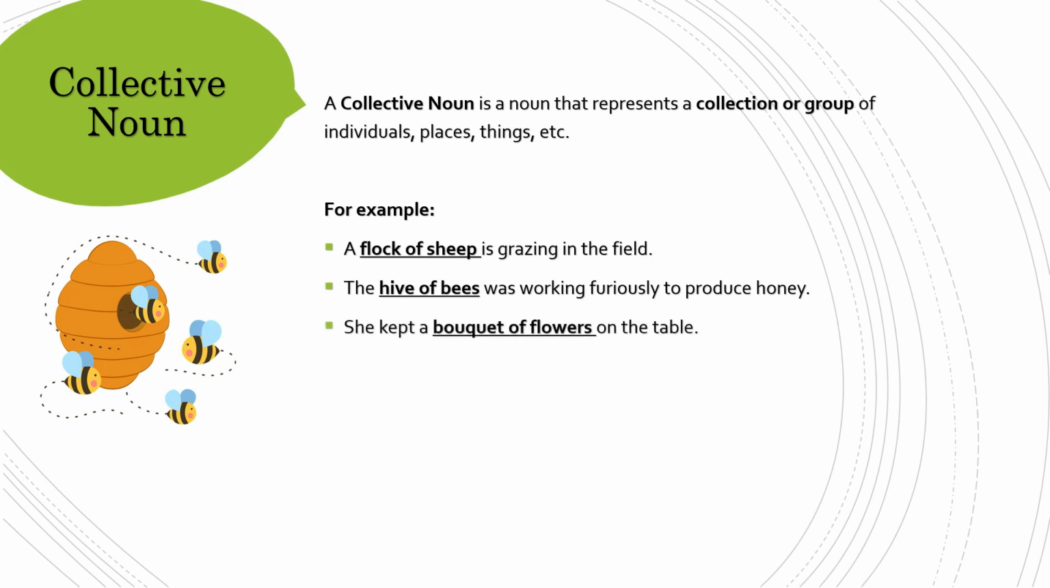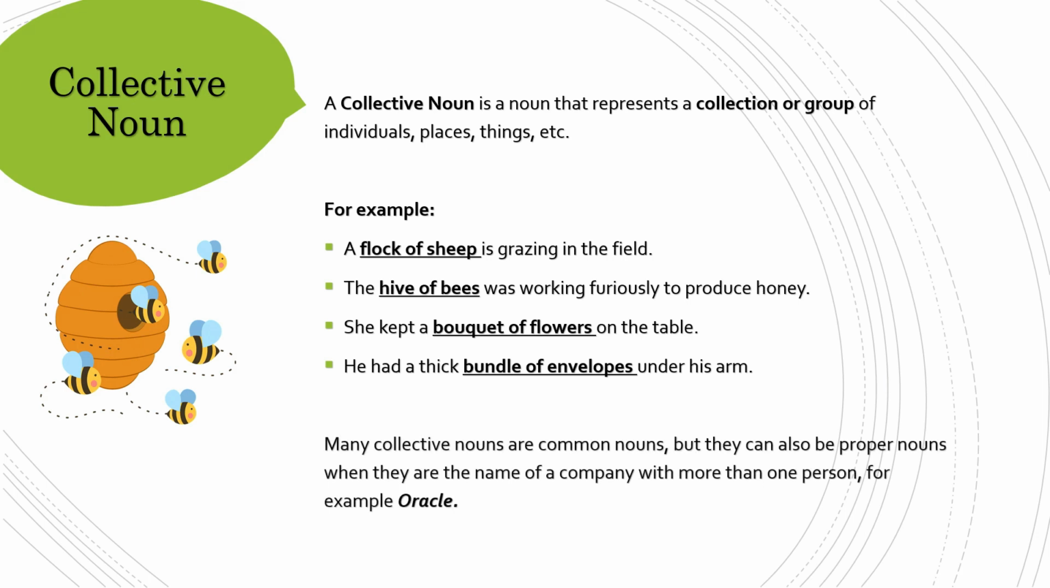She kept a bouquet of flowers on the table. He had a thick bundle of envelopes under his arm. Many collective nouns are common nouns, but they can also be proper nouns when they are the name of a company with more than one person. For example, Oracle.